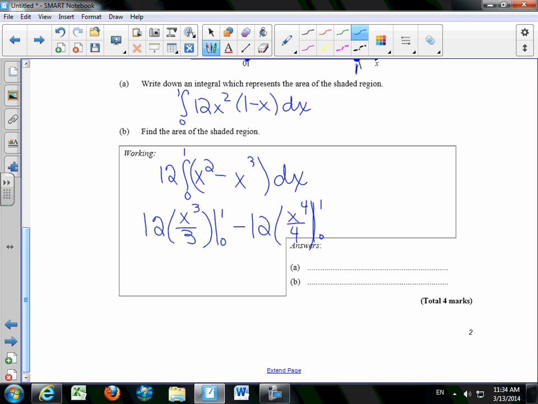Okay, and 12 over 3 is going to reduce to 4x cubed evaluated from 0 to 1, minus 3x to the 4th evaluated from 0 to 1. So if we plug in those values, you'd get 4 minus 3, which equals 1.